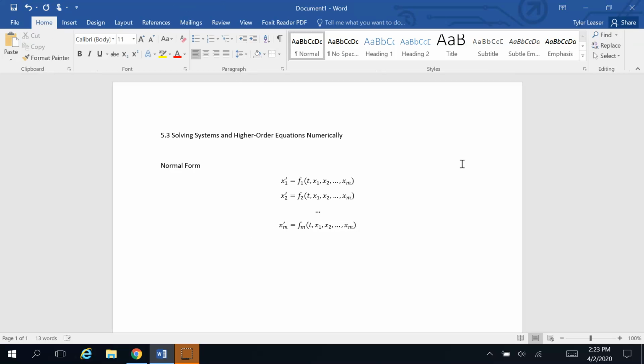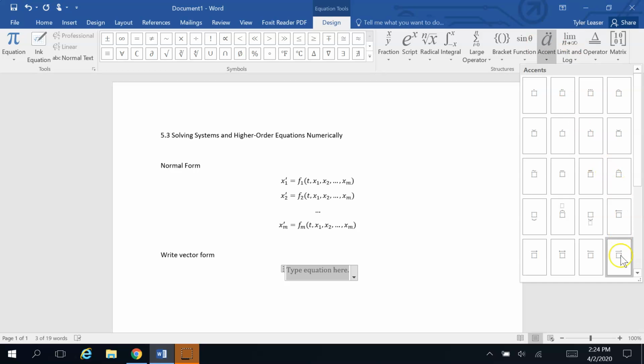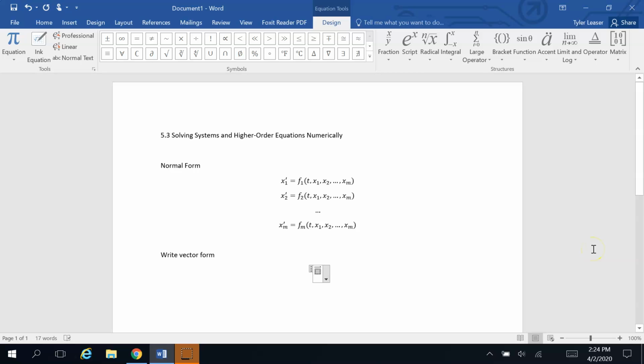Okay, a little bit faster way of writing this, and the way that most computer programmers would write this, would be in vector form. So we could take all m of these equations in our system and just combine them into one equation, but in vector form. So this would be the vector x prime. This is looking at all the different derivatives here.